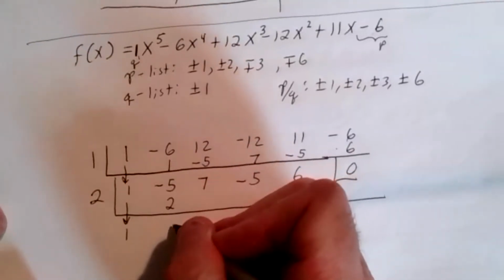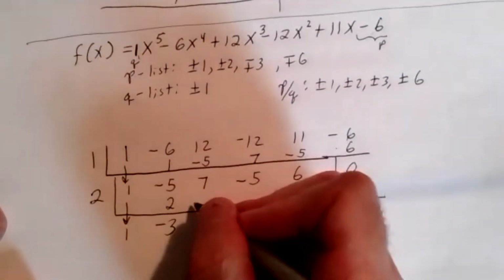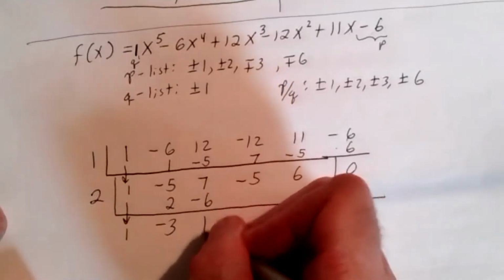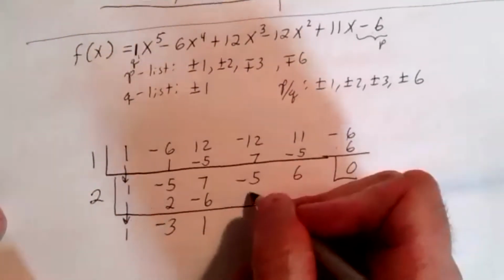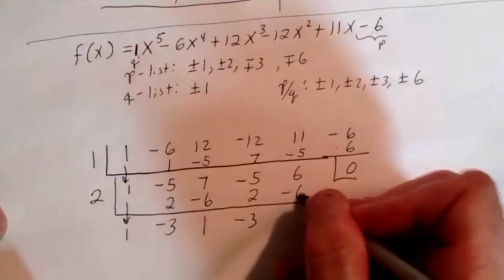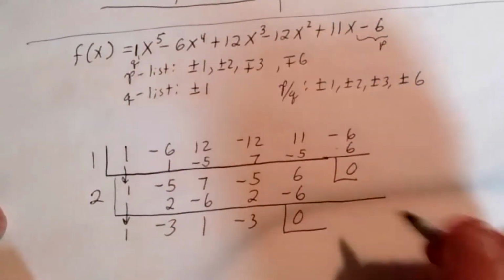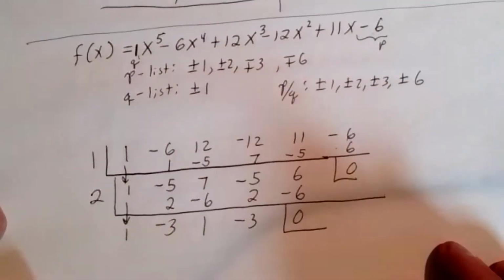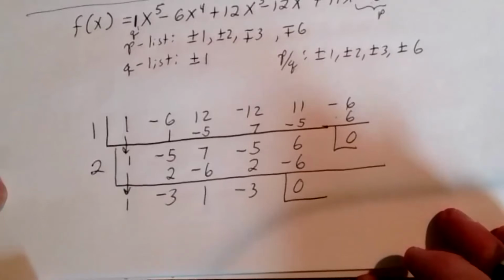Bring the number up and add. You get -3. 2 times -3 is -6. Bring it up, add. You get 1. 2 times 1 is 2. Bring it up, add. You get -3. 2 times -3 is -6. Add. You get the expected remainder of 0 because I told you 2 was a 0. We found 2 of the 5 zeros.